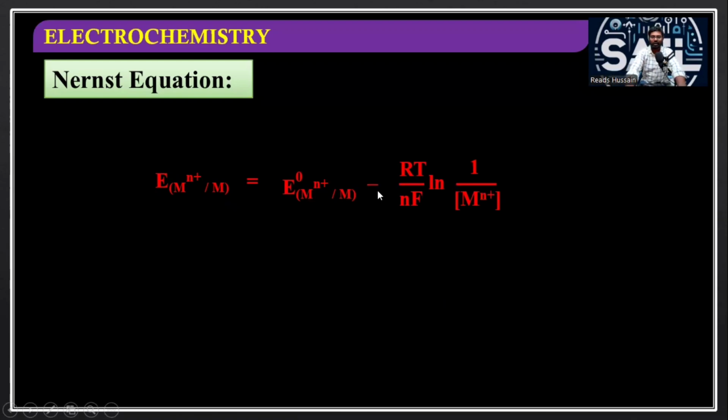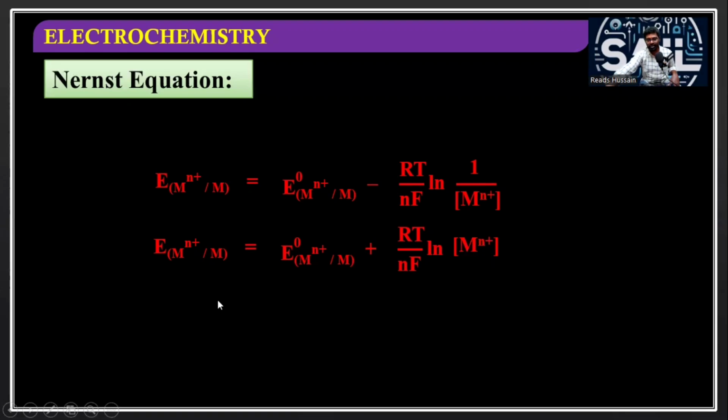Note down this. Next: RT by nF, see here what I have done, one small change. What is the difference between these two? This 1 by M plus n I have written as M plus n. That means it is taken from the denominator into the numerator. When we take it into the numerator, this complete form becomes reversed. This minus becomes plus. Here this is 1 by M plus n, this is just M plus n. You might have studied this in logarithms. Now here this is a minus and the sign changes to plus.